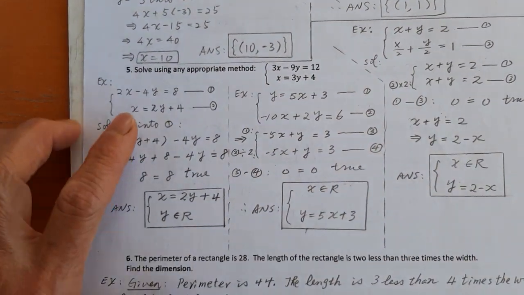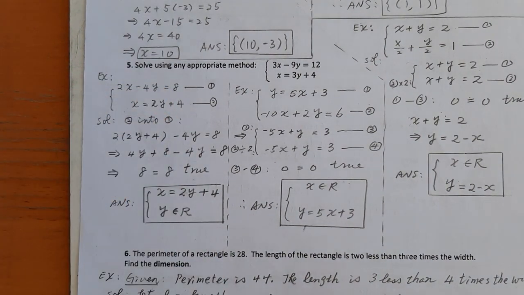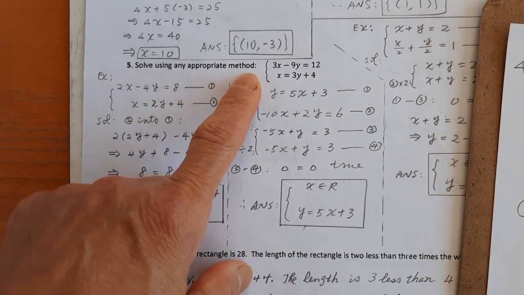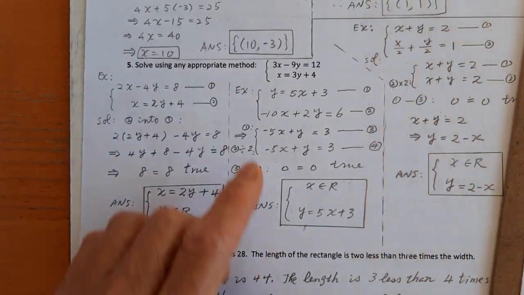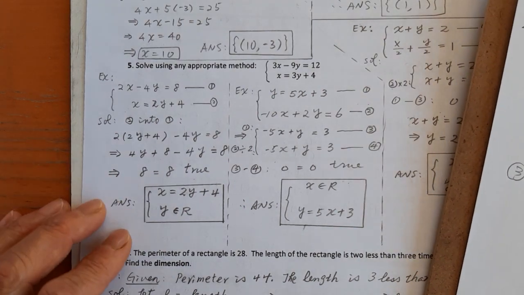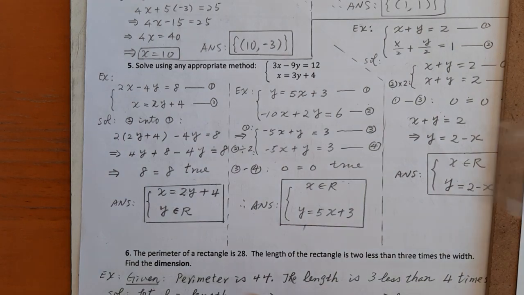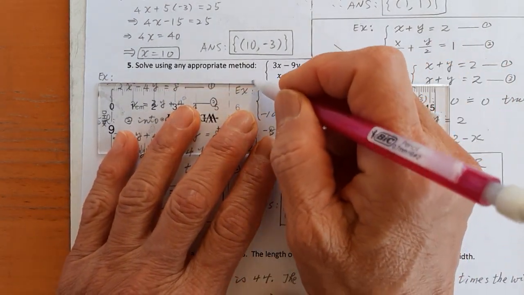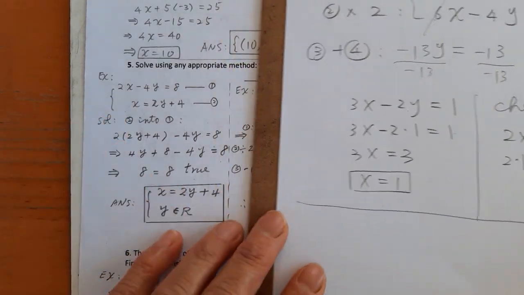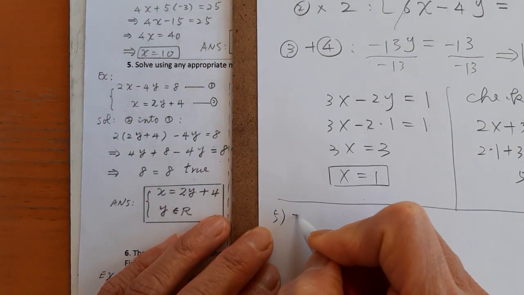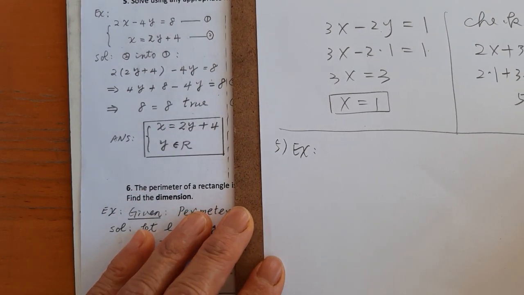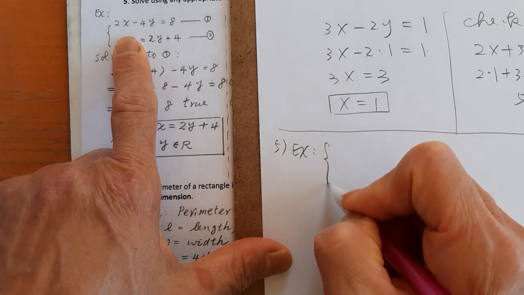Then this is question 5. Solve by any appropriate method. You can solve by the substitution method or by the elimination method, either way. And this is an exam and homework question. Now let's do examples. Question 5 example. This one.